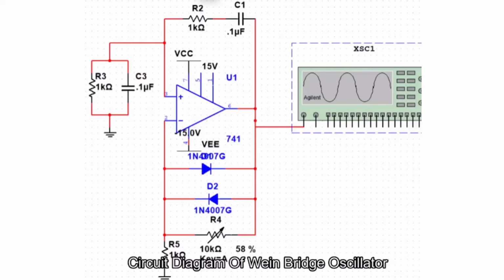Here the parallel RC network acts as a low pass filter and the series RC network acts as a high pass filter. The feedback is connected to the non-inverting terminal of the op-amp. Here there is another feedback connected to the inverting input of the op-amp from the resistor divider network of R4 and R5, which allows the amplifier voltage gain to be adjusted in narrow limits. Here R5 is a variable resistor.